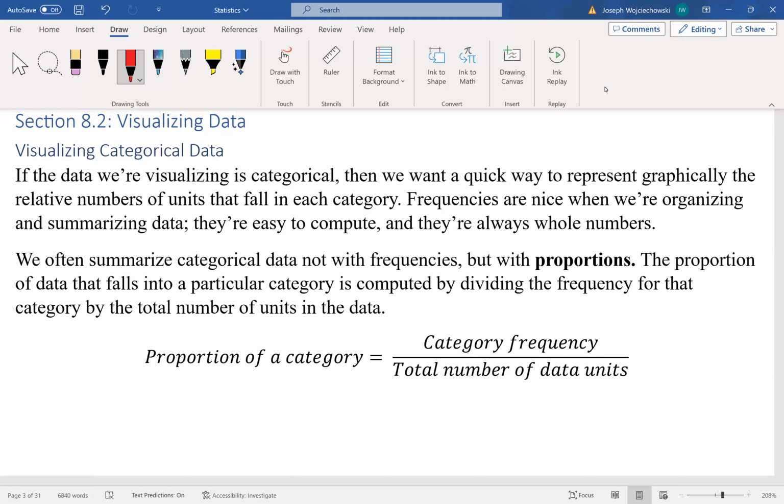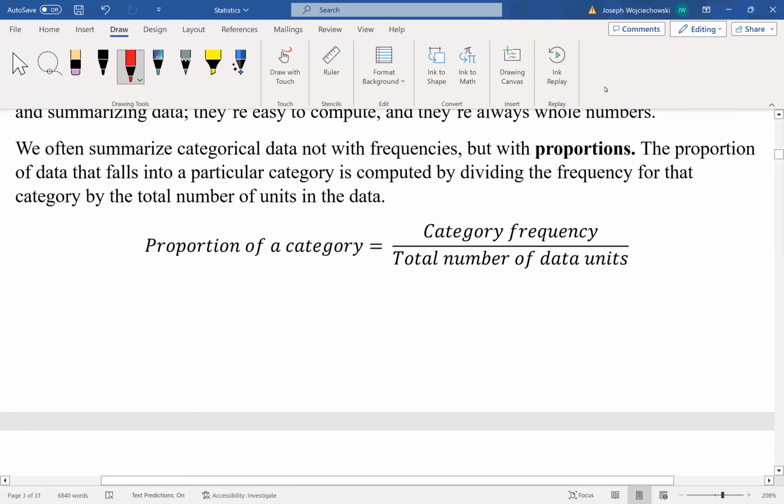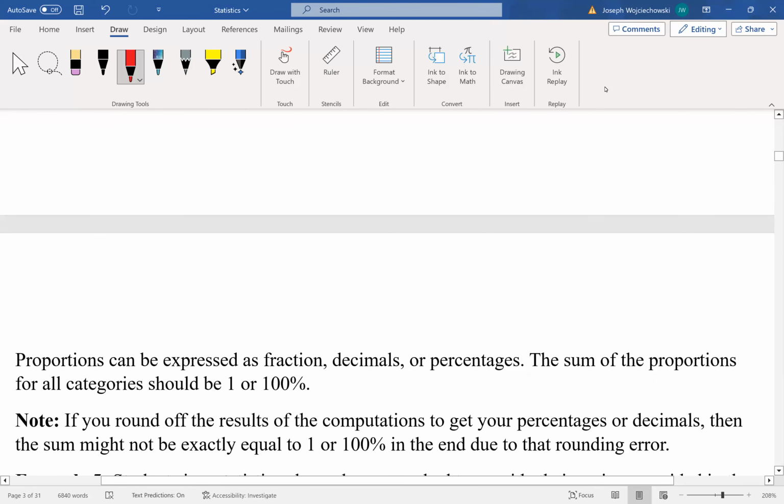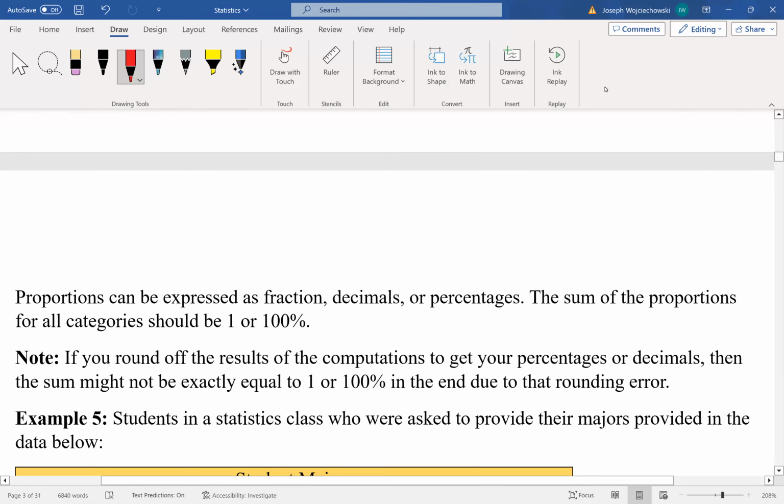We often summarize categorical data not with frequencies but with proportions. The proportion of the data that falls into a particular category is computed by dividing the frequency for that category by the total number of units in the data. The proportion of a category is category frequency over total number of data units. Proportions can be expressed as fractions, decimals, or percentages.